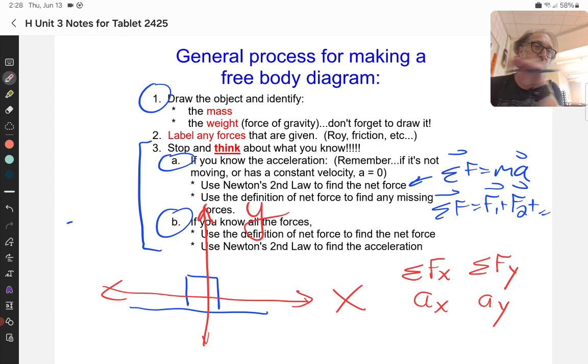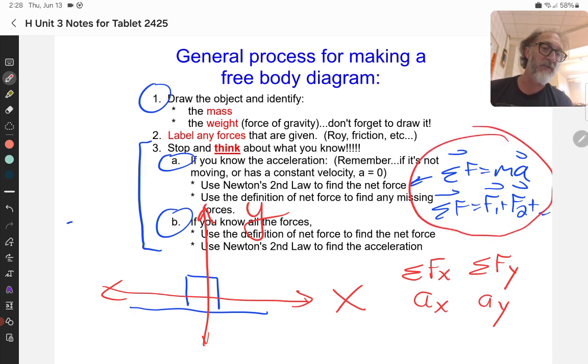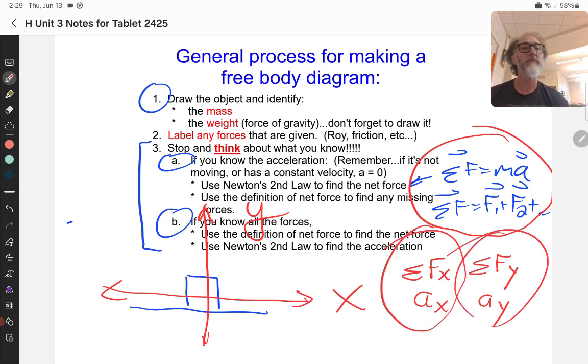Are we worried about the motion horizontally along the x-axis, or are we worried about the motion vertically along the y-axis? What that means is a lot of times you have to run through this process twice, once horizontally and once vertically. I'll try to model that as we go through these examples, which is really the easiest way to do this.